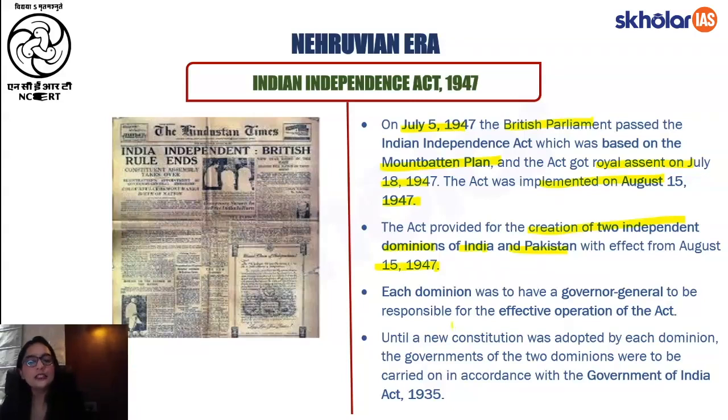इसके अलावा स्टूडेंट्स, each dominion was to have a Governor General to be responsible for the effective operation of the Act. यानी कि स्टूडेंट्स, क्योंकि ब्रिटिशर्स ने अब विड्रॉ कर लिया था, तो ये जो दोनों डोमिनियन बनी थी, इसमें इनका अपना चूज किया हुआ एक एक गवर्नर जनरल बनना था, जो कि इस एक्ट के सारे प्रोविजंस को ठीक से अपने अपने डोमिनियन में लागू करते.